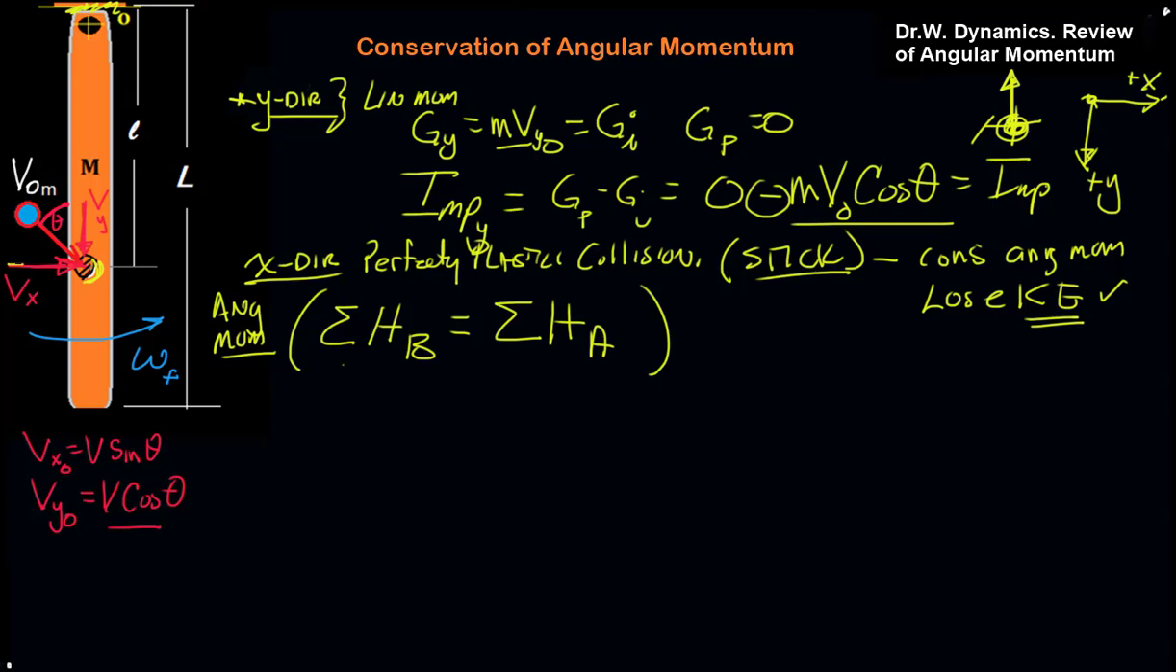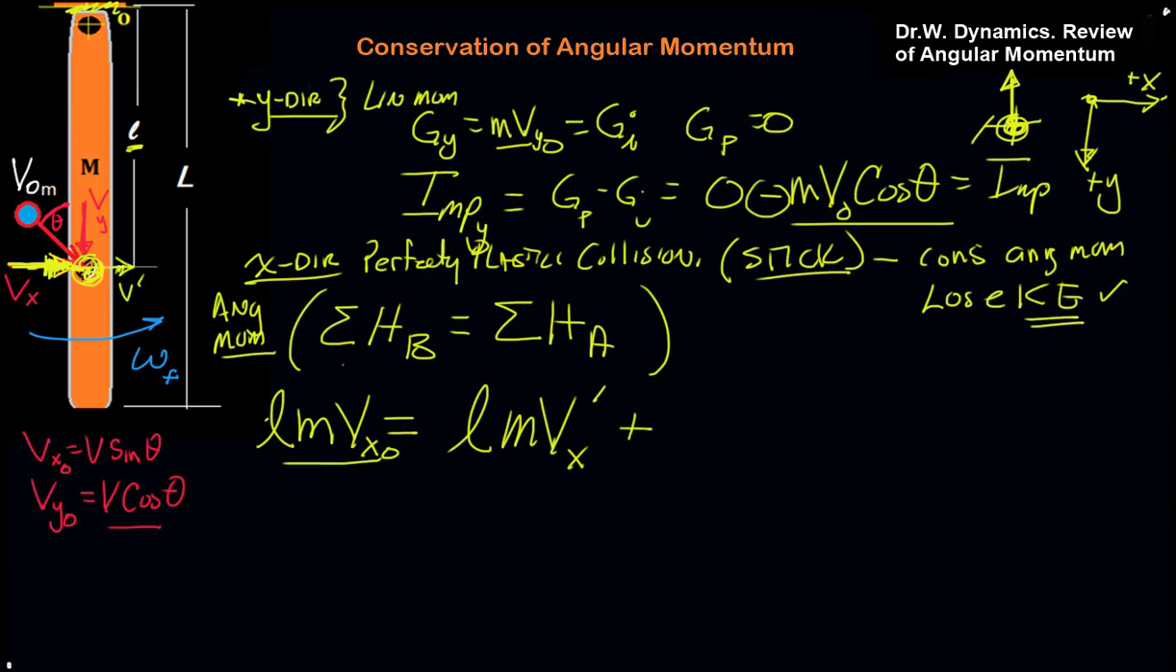And before the event, we only have Vx, so that'll be L, small l is our length, mv. And then after, we're still going to have LMVx, except now it's a prime. It's stuck inside of here, and it'll be moving with some new velocity, v. Plus the bar itself could be rotating, which would be I omega. And this would be I of the bar and omega of the bar. So there's our conservation of angular momentum equation.